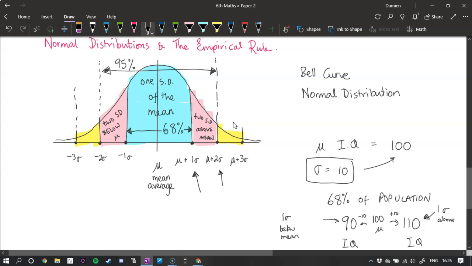And finally, if you go to 3 standard deviations from the mean, this will cover 99.7%. Now, there are other percentages, there are other standard deviations, but they're not part of your course. This is just 99.7%.